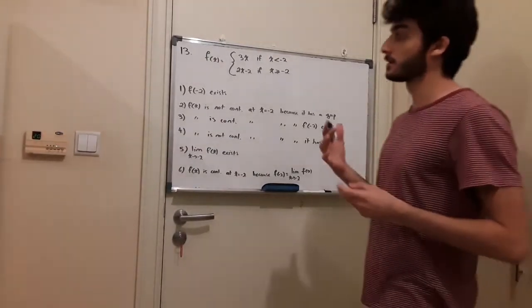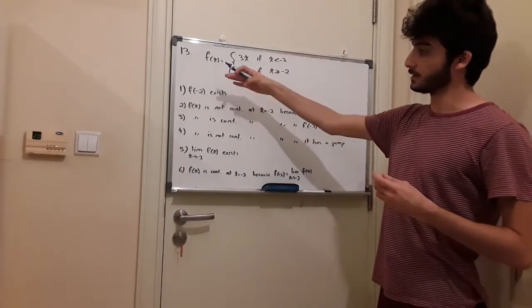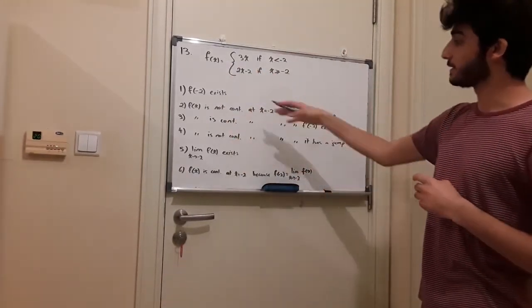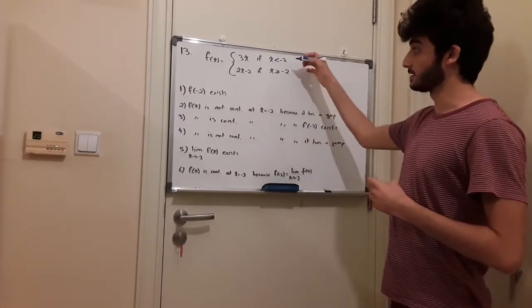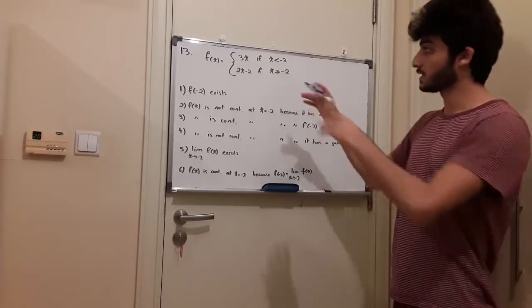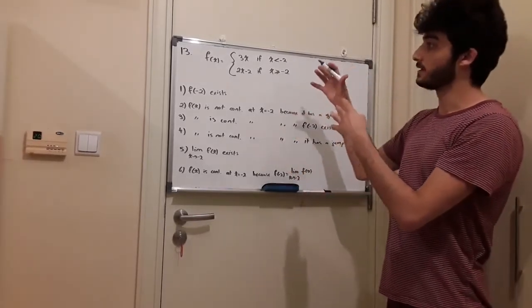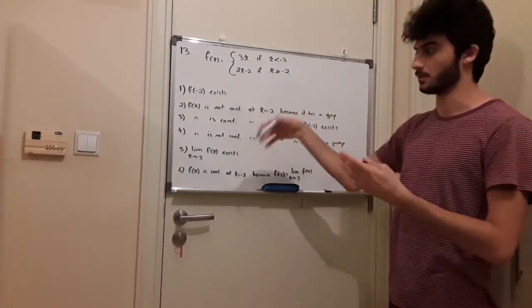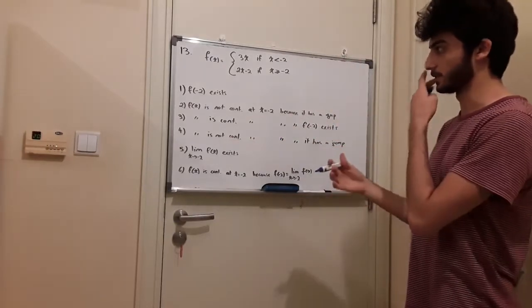So in question 13, they give you this, and they give you options and you need to pick which ones are correct. So if you read them, most of them are asking about the continuity at x equal to minus 2. So let's just find if it's continuous at x equal to minus 2, and then that would just make it easier for us to just look at it and then find the correct ones.